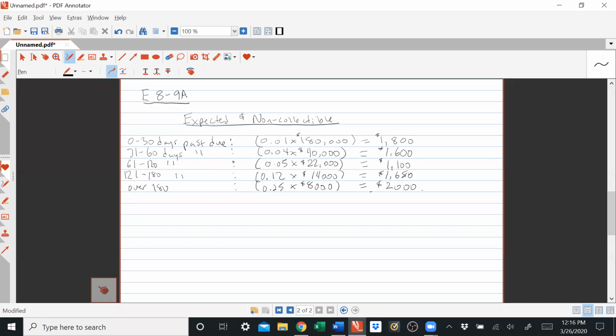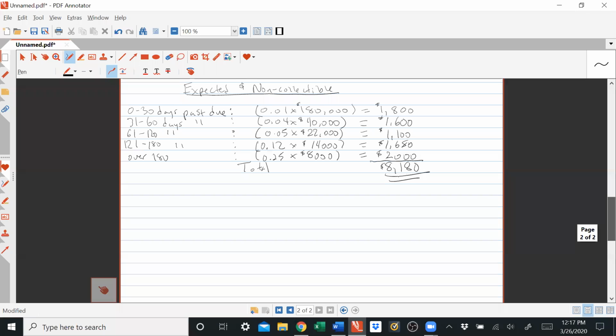And so when we add all this up, we get our total. So 1,800 plus the 1,600 plus the 1,100 plus the 1,680 plus the 2,000, 8,180. So this number right here is what the balance in the allowance for doubtful accounts should be at the end of the year.